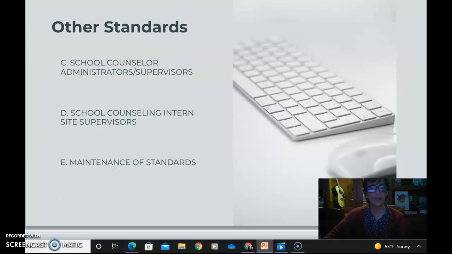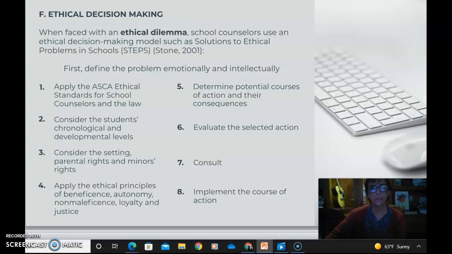Among other standards are those dealing with the school counselor administrators and supervisors, those dealing with the school counseling intern-site supervisors, and those dealing with the maintenance of the standards. I want to focus on the standards dealing with ethical decision-making.